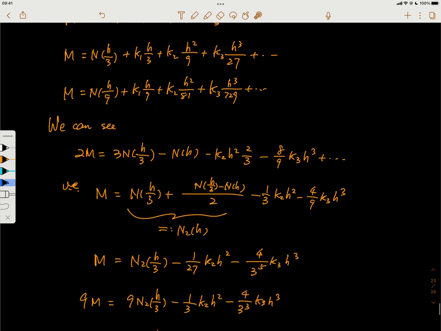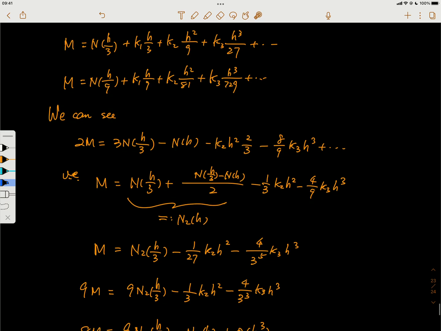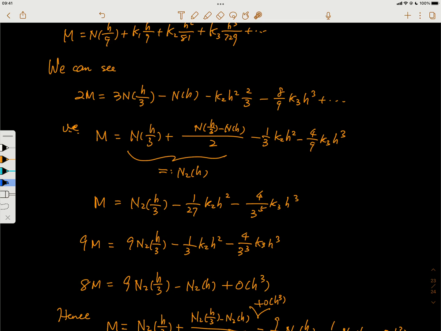So if N2(h) is this, we substitute h here with h/3. What is going to happen is that this is going to be N2(h/3), and this h here is going to be replaced by h/3. So we're going to end up with this one here. Now comparing this row and this row, if I want to cancel out this term, I need to multiply this row by 9 and then subtract the first row from it. By doing that, we're going to end up with this.